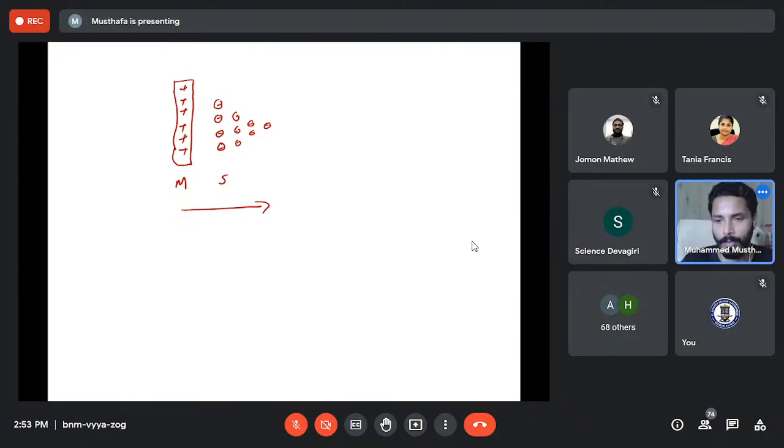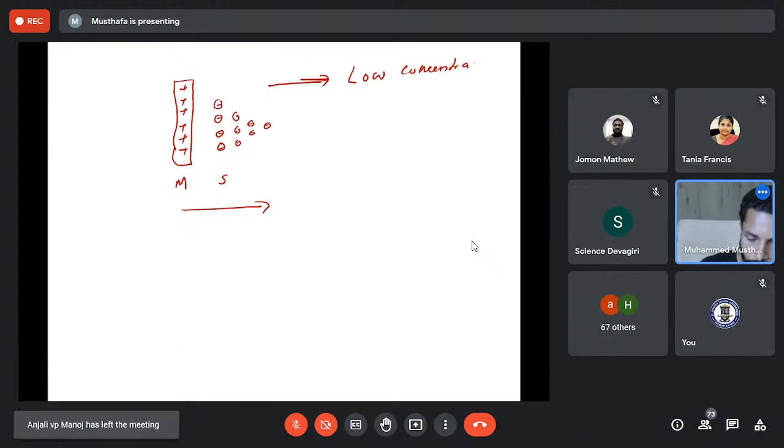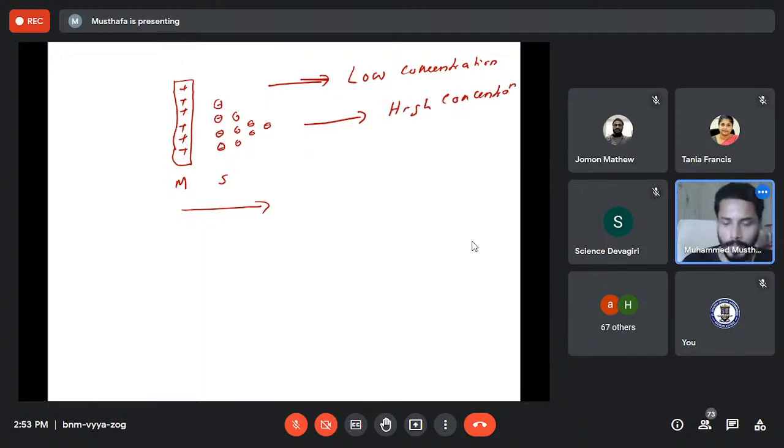And this theory worked quite well only at low concentration. The theory failed miserably at high concentration. At very high concentration, the theory failed miserably. Can anyone say why?